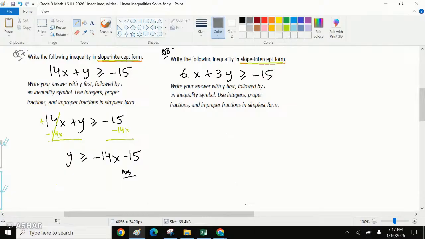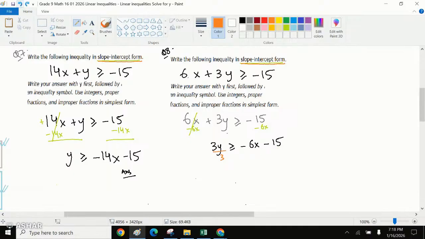So what we do is we write 6x plus 3y is greater than or equal to negative 15. Can we take 6x to the other side? And this becomes 3y is greater than or equal to minus 6x minus 15, right? So if we need to make y the subject, can we divide both the sides by 3?